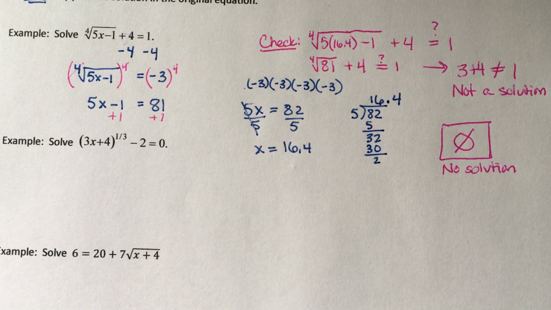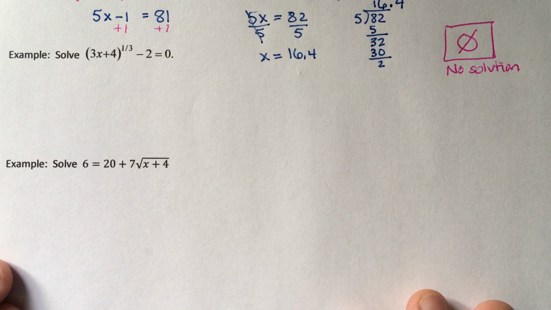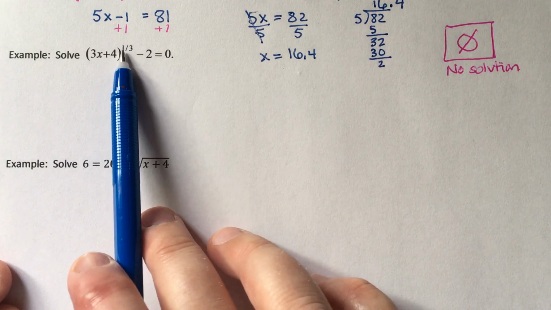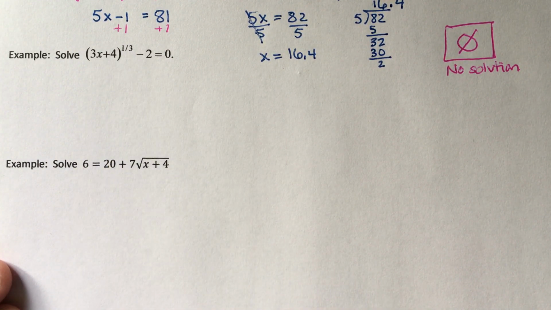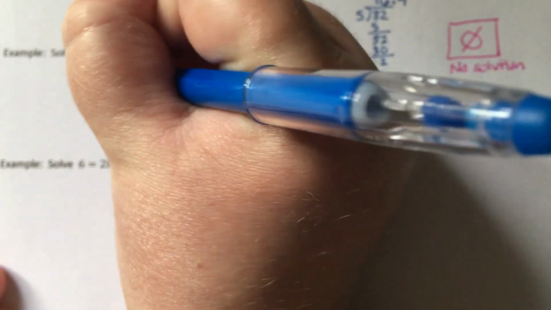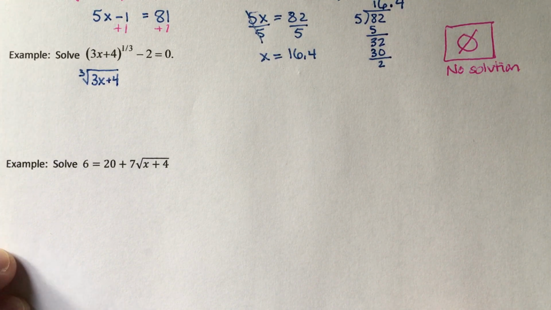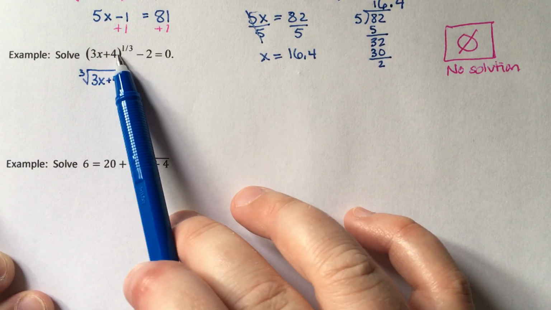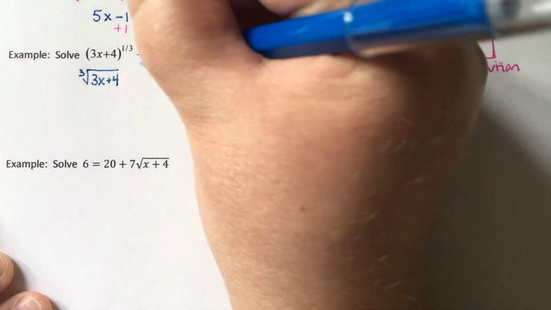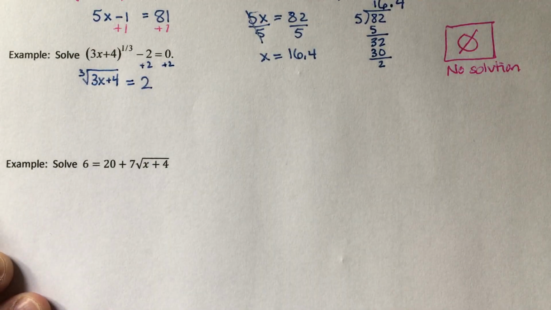Let's try another one, and hopefully the solution checks out, but we never know. So in this next one, first thing to recognize is that the 1/3 power is the same as a cube root. So if it helps you, you can write that as cube root of 3x plus 4. That way maybe it helps you remember, oh, I need to cube to undo it. But you could cube both sides and undo the 1/3 power. It works the exact same as a cube root. But I definitely want to add 2 to both sides. So I'm getting that the cube root equals 2.